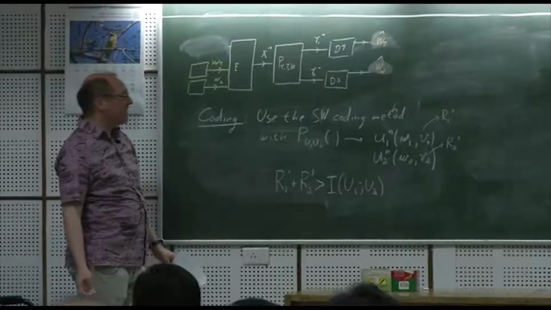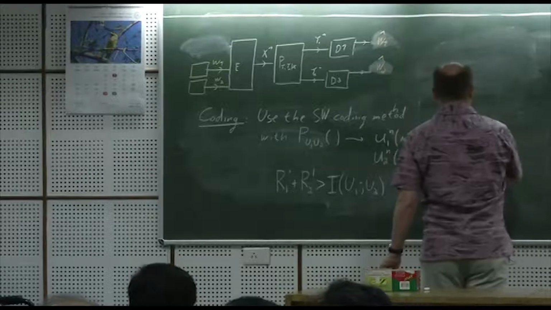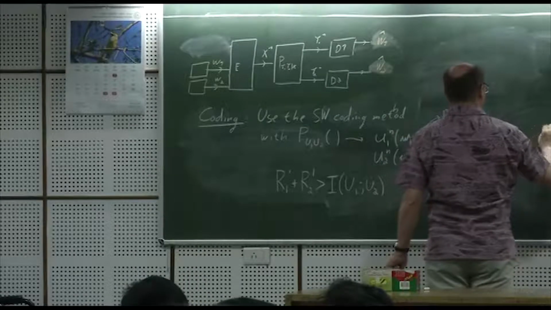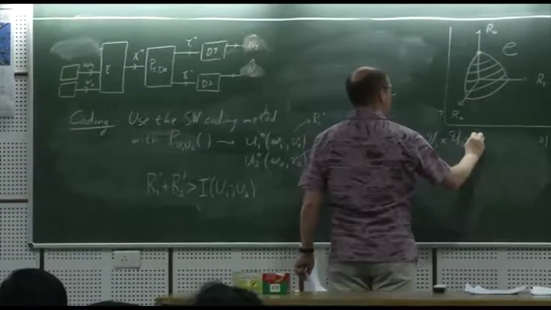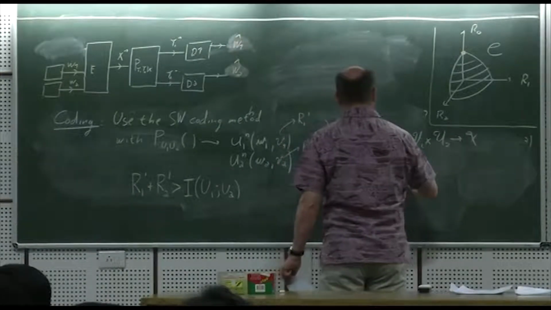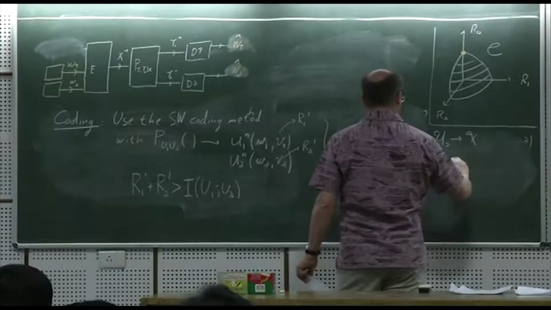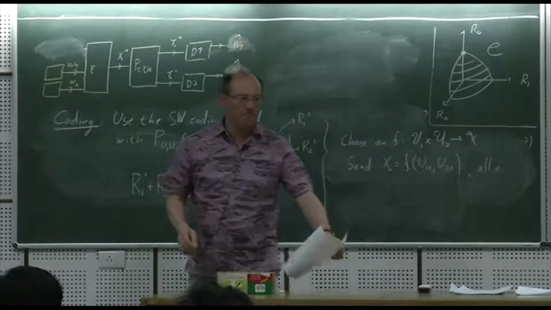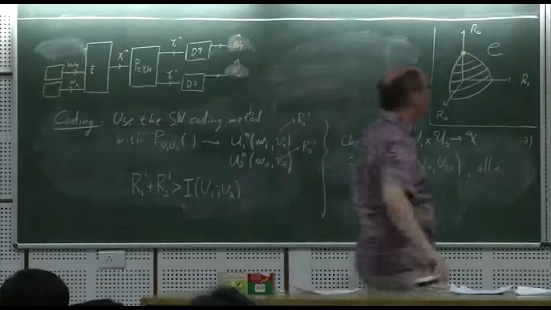Well, we have to transmit an X, so we choose a function which maps U1 cross U2 into X, and we send Xi equals f of U1i, U2i, for all i. Okay, that's what we transmit down the channel. So that's our coding method. And we already have a first constraint that we will have on the rates.